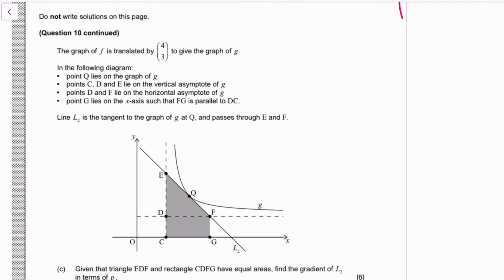Okay, here's the crazy part. First, let's read the question.